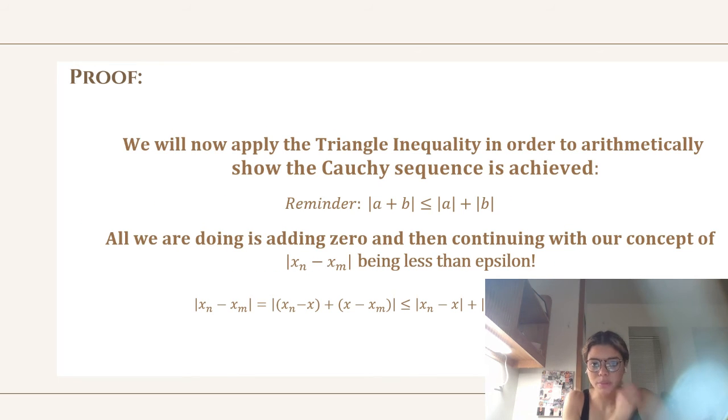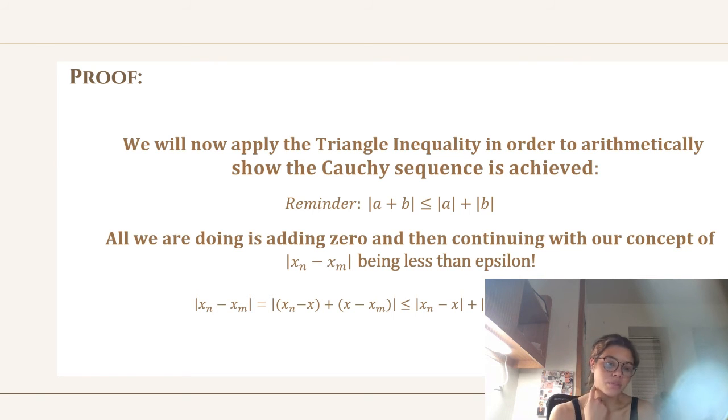So now we'll apply the triangle inequality in order to arithmetically show the Cauchy sequence is achieved. Just a reminder, we've seen it before, but just to give us a hint, the absolute value of a plus b is less than or equal to the absolute value of a plus the absolute value of b, which is the triangle inequality. And so all we're doing is adding 0, which is the subtraction of x and the addition of x, and then continuing with our concept of |x_n - x_m| being less than epsilon. And so this is where we incorporate that x_m.